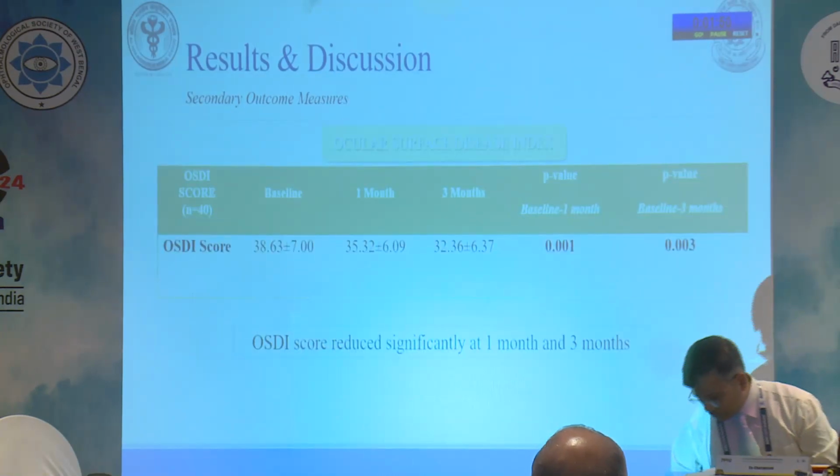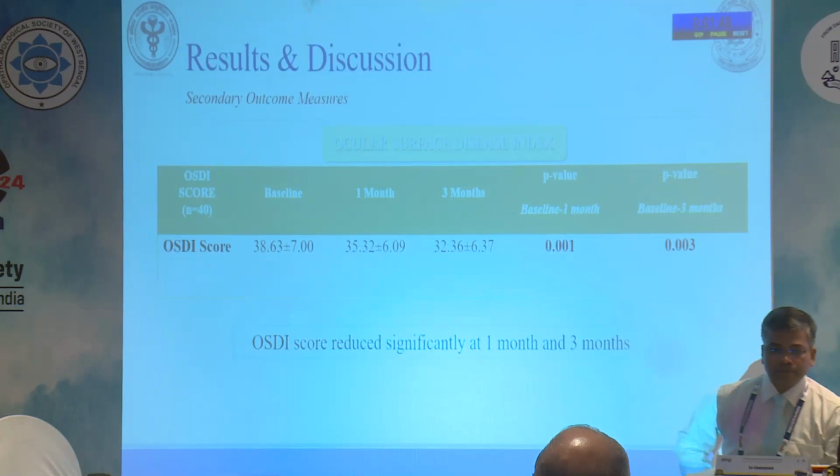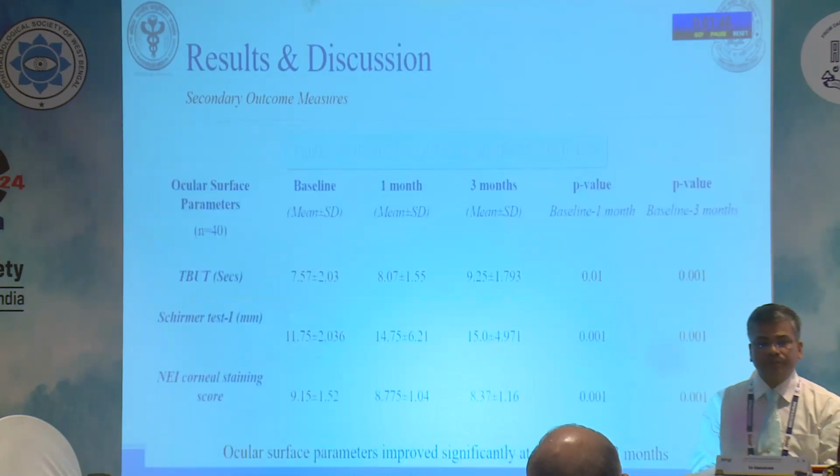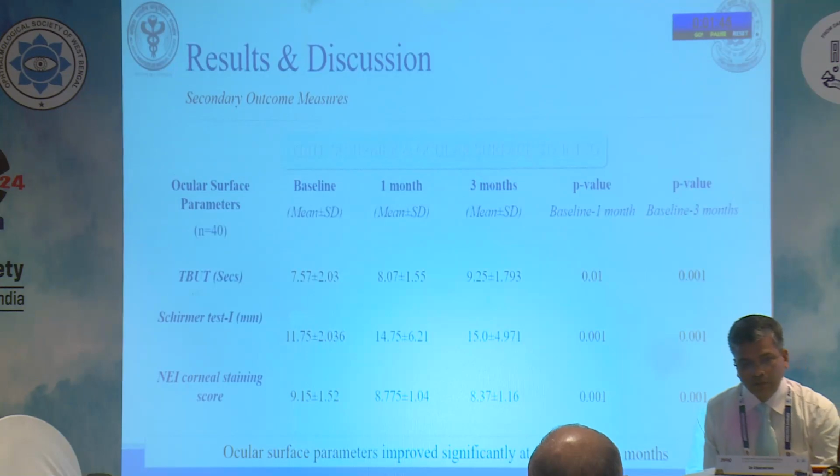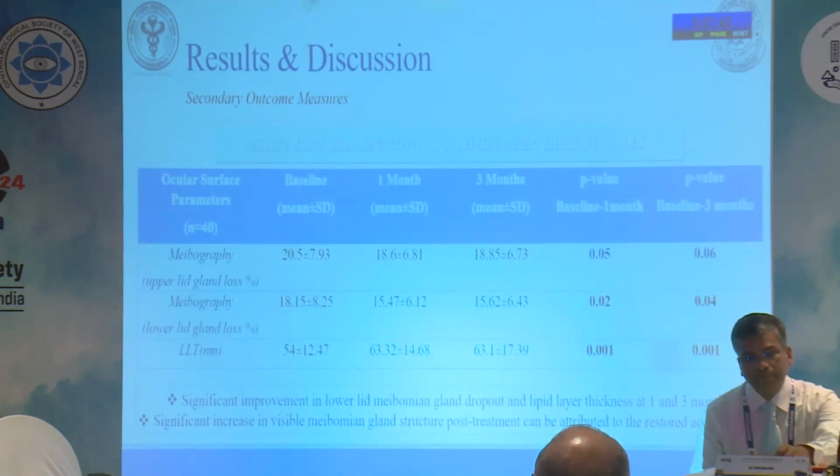Ocular surface disease index reduced significantly, that is, improved at 1 and 3 months. TBUT, Schirmer, and NEI corneal staining improved significantly at 1 and 3 months. Meibomian gland dropout and lipid layer thickness improved at 1 and 3 months for the lower lid gland loss, not the upper lid gland loss, and this improvement in structure can be attributed to the restored acini activity.